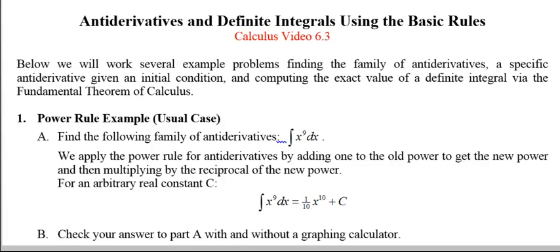In these examples, we're going to do several things. First of all, find the family of antiderivatives for a function. Then we're going to check that both by hand and with a graphing calculator. We're also going to find an exact value of a definite integral, and we'll check that with the calculator. And we'll also find a specific antiderivative given an initial condition. We're going to start with the easiest ones I can think of, and then just build up from there.